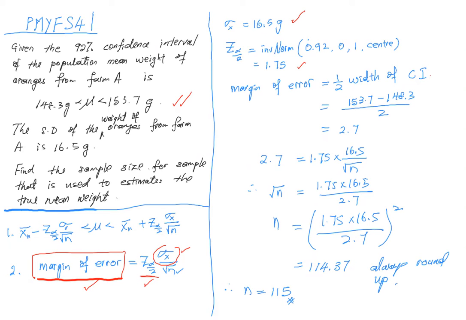The reason is, if your sample size is smaller, the confidence interval width will be bigger. So if I take 114, it will be out of this range. You get me? So always round up. Are you clear?